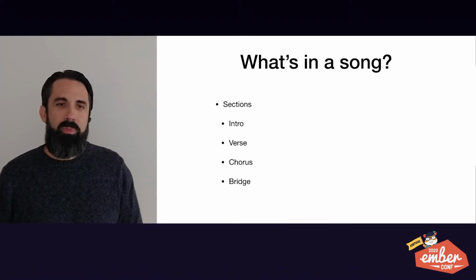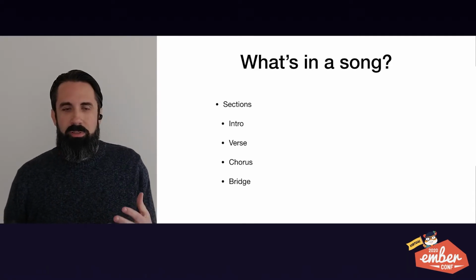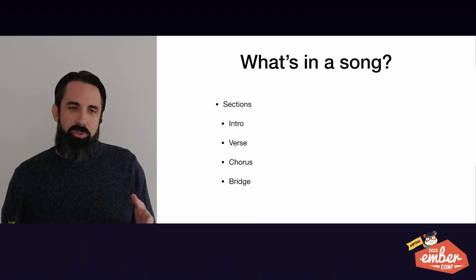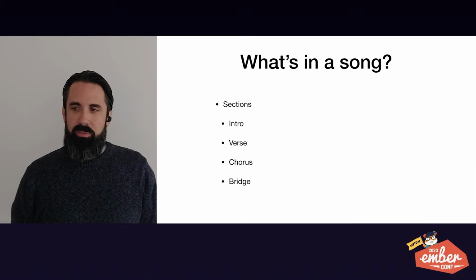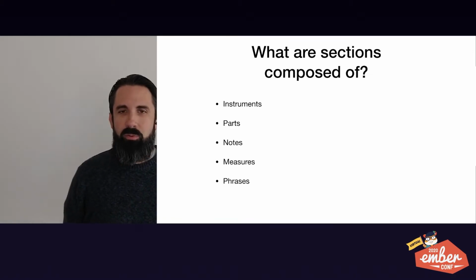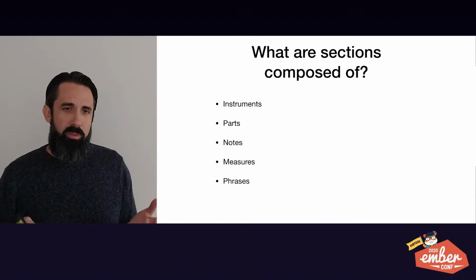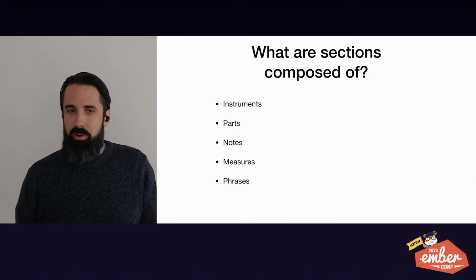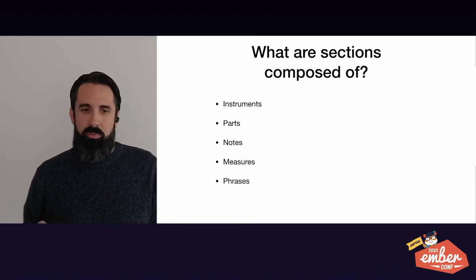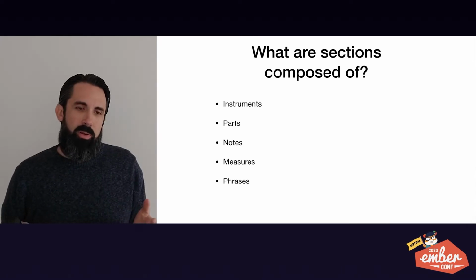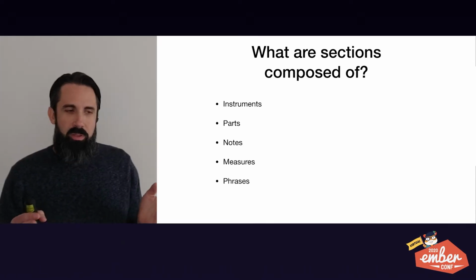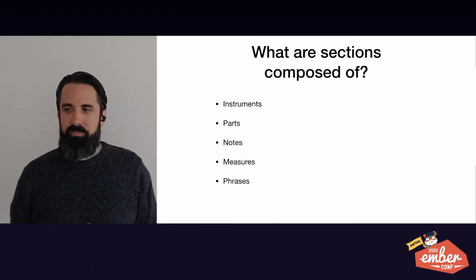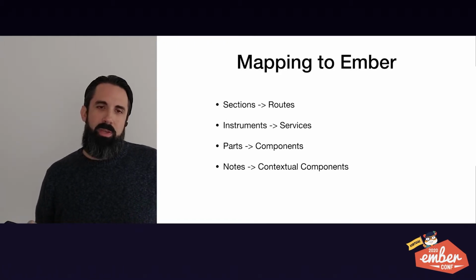So what's in a song? A song is composed of sections. So you have like an intro and verse and a chorus and bridge, and these may repeat and be intermixed with each other. So what are sections composed of? Well, a section has instruments, and the instruments play different parts, and the parts are made up of individual notes. Those notes are organized into measures, and they can be strung together to create musical phrases, so like sentences or paragraphs. So I want to map these concepts to Ember.